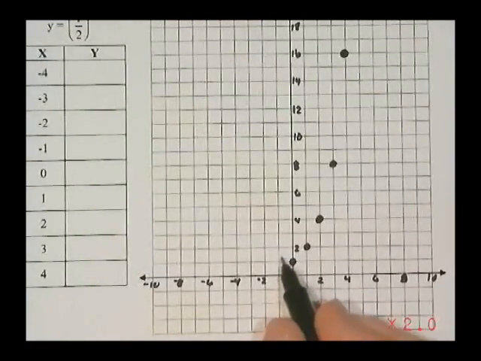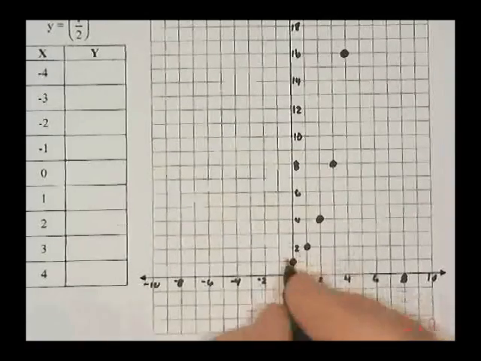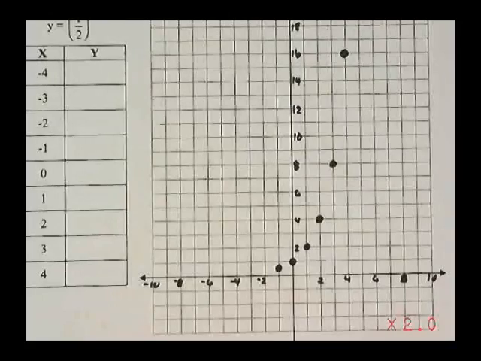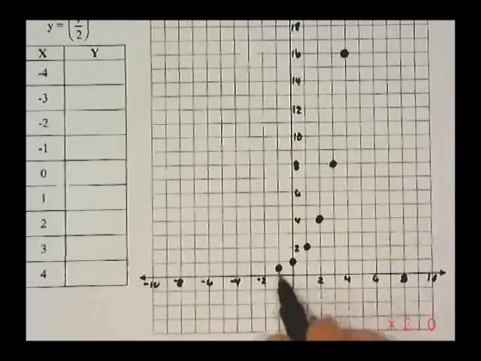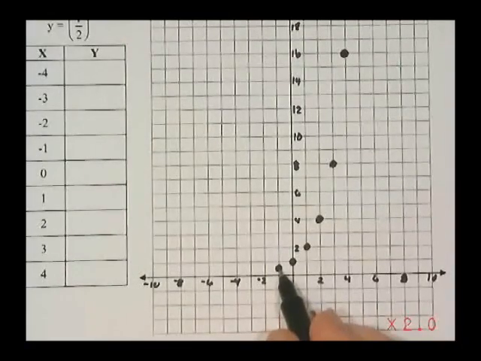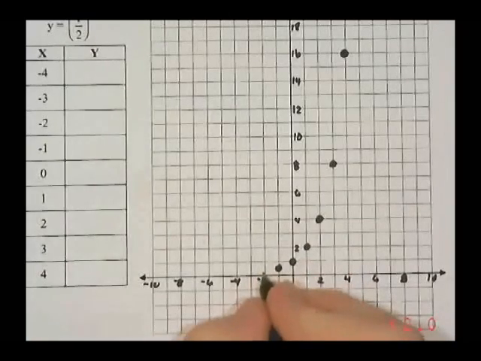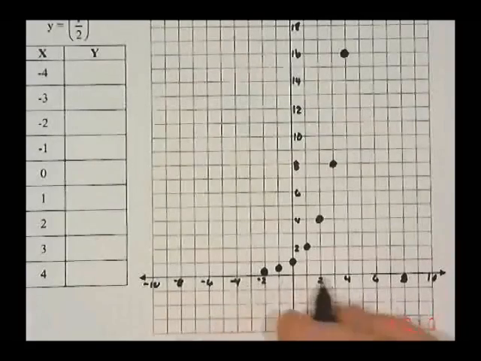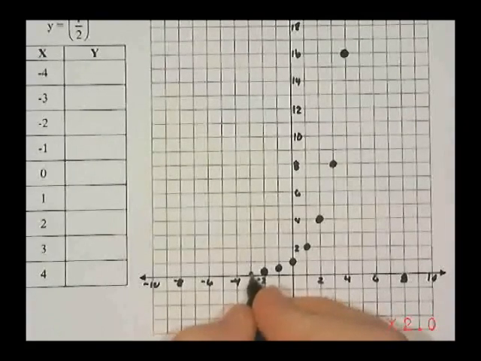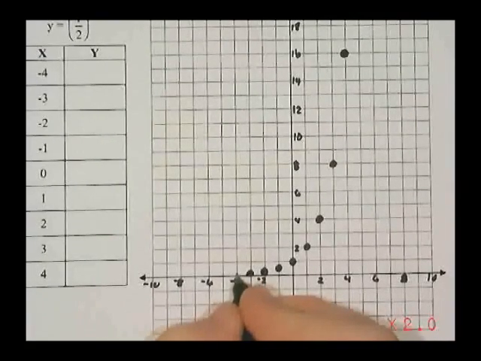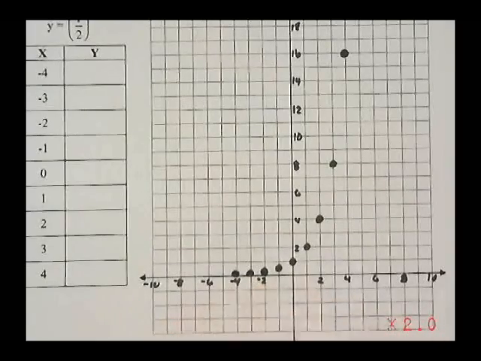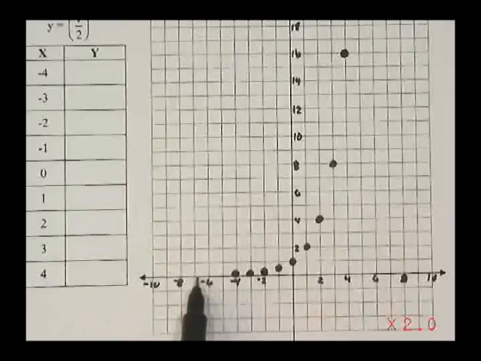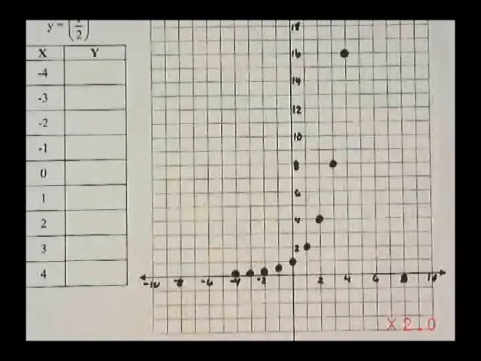So 1/2 is going to be halfway in between 0 and 1. So I'm going to do my best to mark on 1/2. Then the next one is 1/4, and that's going to be halfway in between my last point and the axis. And then I have 1/8, which is halfway between that, and 1/16.